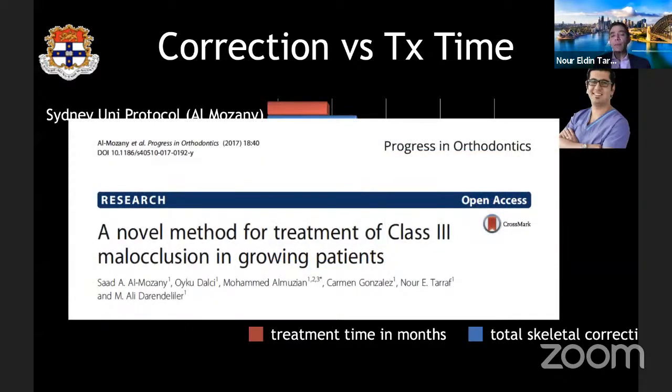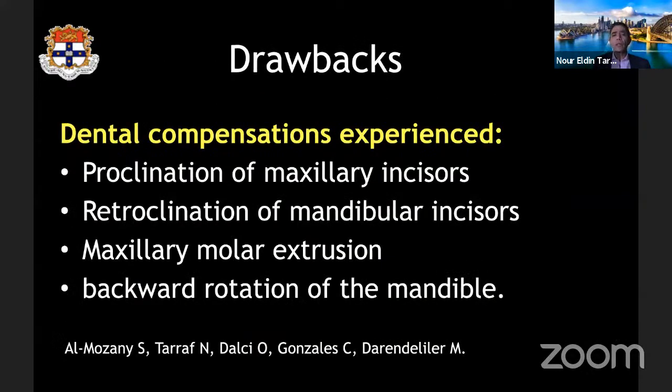And this was actually published in Progress in Orthodontics a couple of years ago. It's an open source journal, so you can download the paper at any time you wish. The problem with this setup, however, is that because of the indirect anchorage, especially in the lower, there was definitely some dental compensation with retroclination of the mandibular incisors and some maxillary molar extrusion, so it wasn't really ideal.